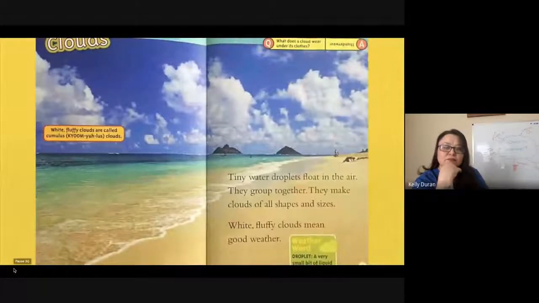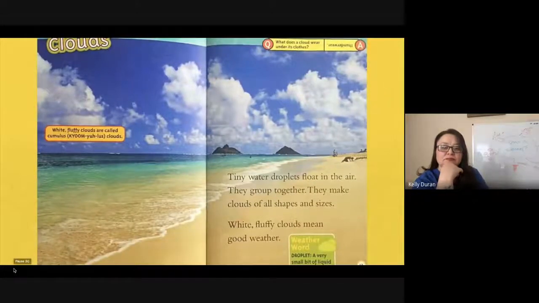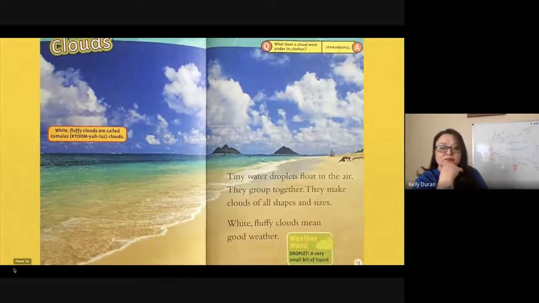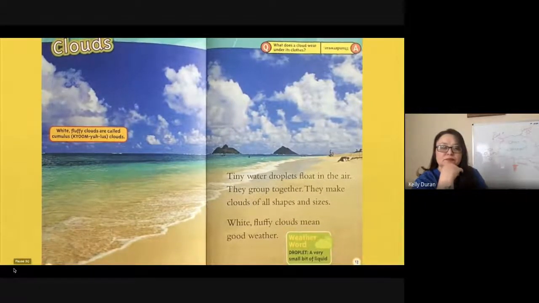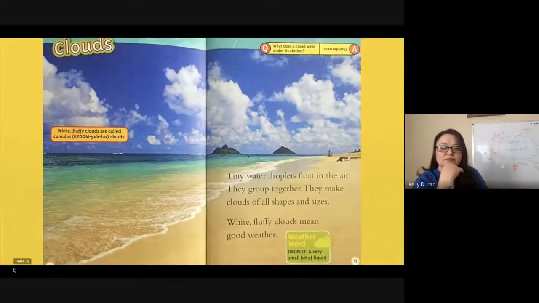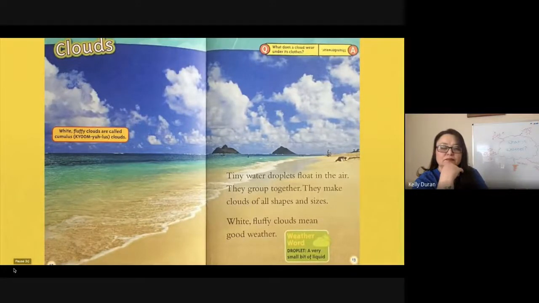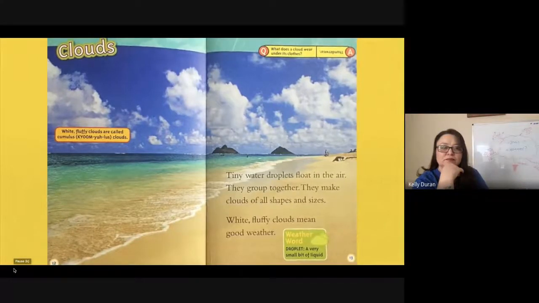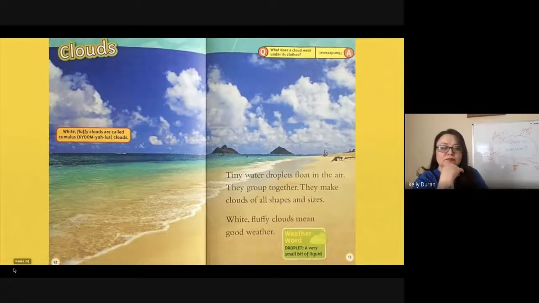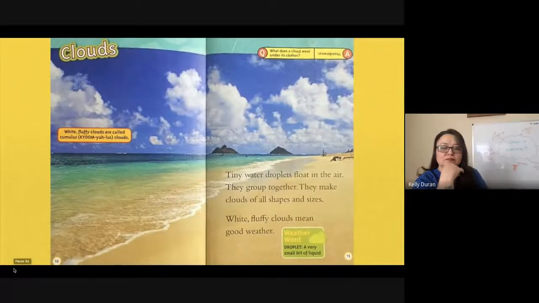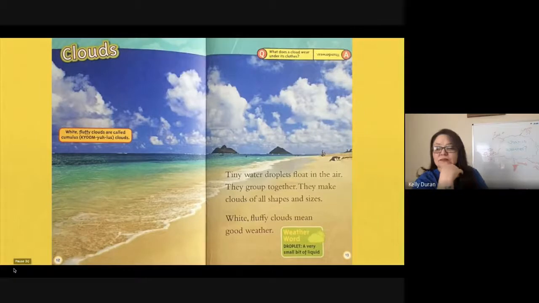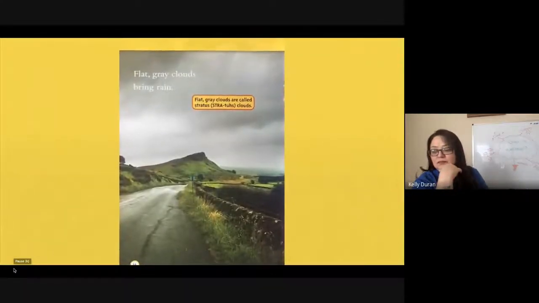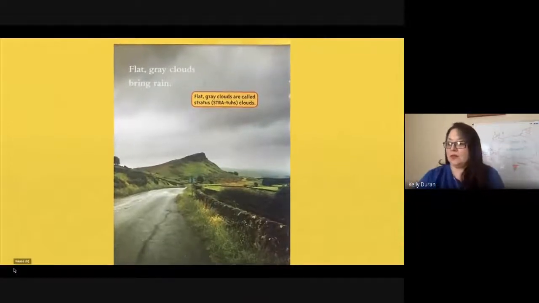Clouds. White fluffy clouds are called cumulus clouds. Tiny water droplets float in the air. They group together. They make clouds of all shapes and sizes. White fluffy clouds mean good weather. Weather word, droplet: a very small bit of liquid. Question: what does a cloud wear under its clothes? Answer: thunderwear. Flat gray clouds bring rain. Flat gray clouds are called stratus clouds.